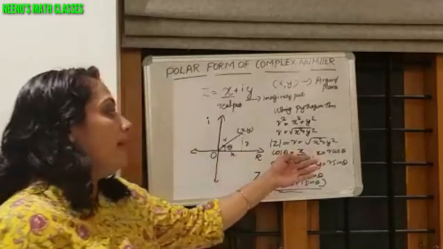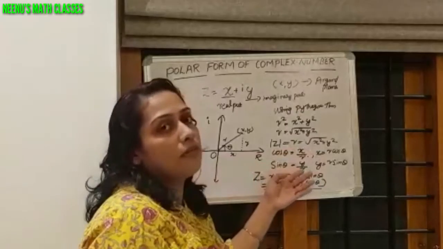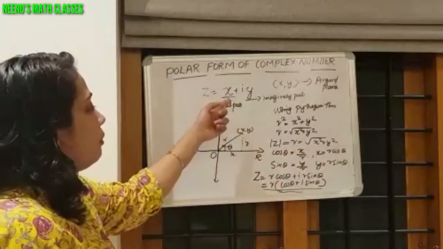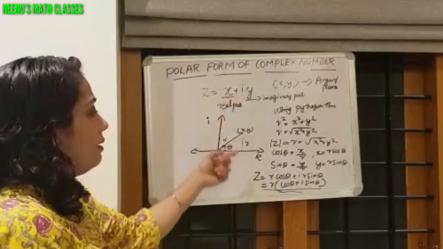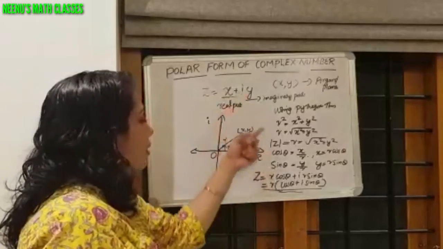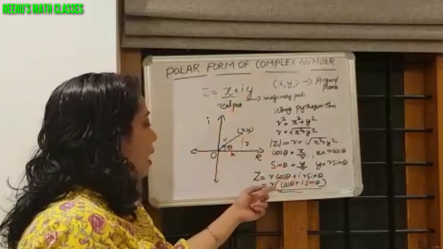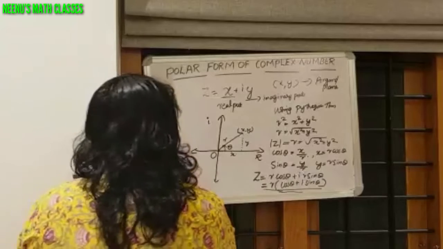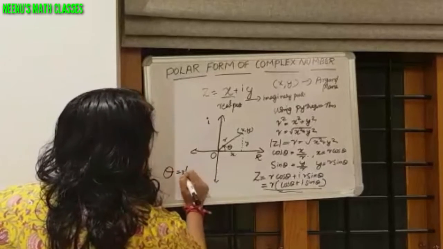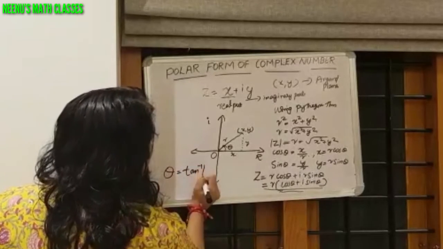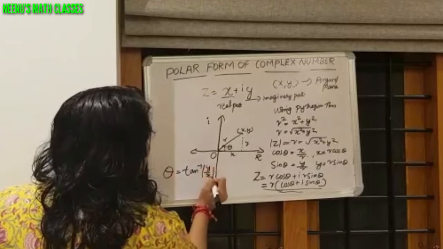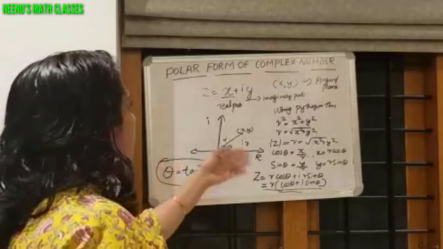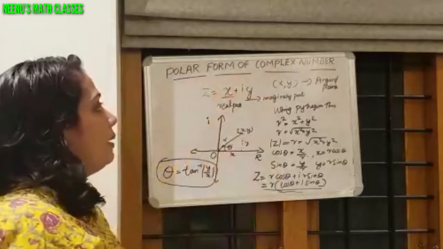From that we get x equal to r cos theta, and sin theta equals y by r, so y equals r sin theta. Substituting in the form z equal to x plus iy, with x equal to r cos theta and y equal to r sin theta, we get r into cos theta plus i sin theta, where the value of theta is tan inverse of modulus y by x. This is the value of theta. This is very important. That is the polar form of a complex number.